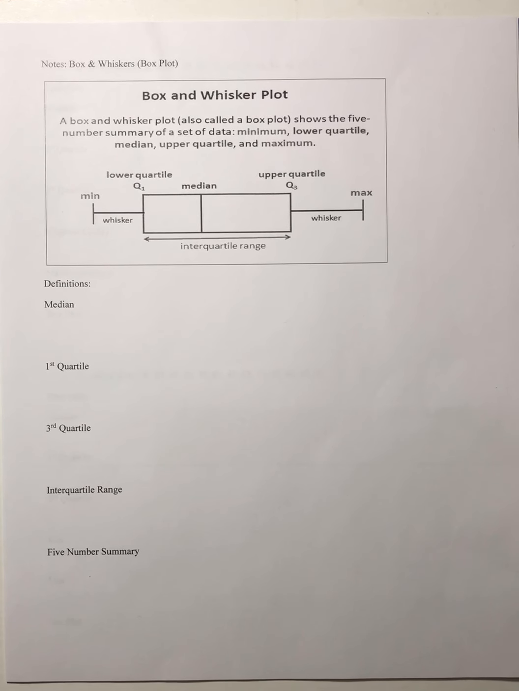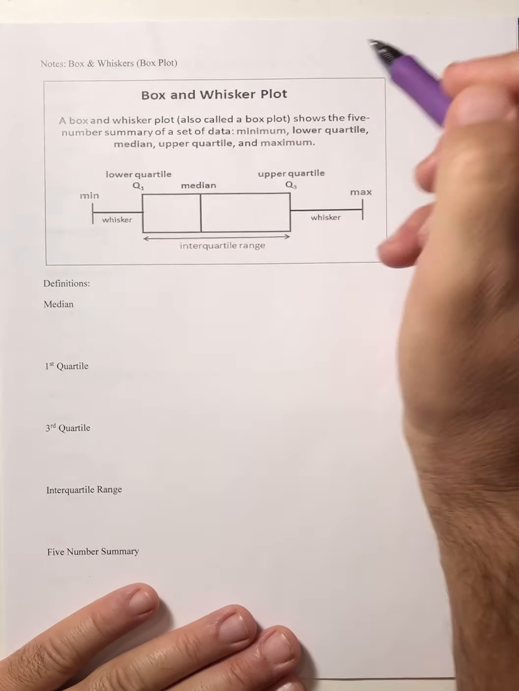Okay, stats fans, today we're talking about a box and whisker plot. Okay? Box and whiskers are literally just a picture of what's called the 5-number summary. Okay? So here's an example of what a box and whiskers looks like.